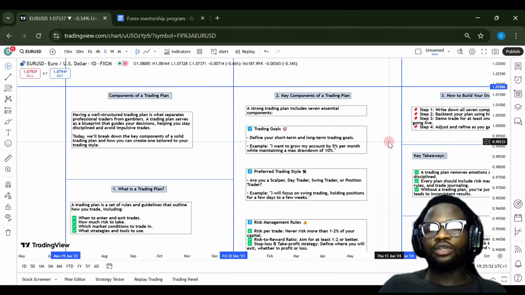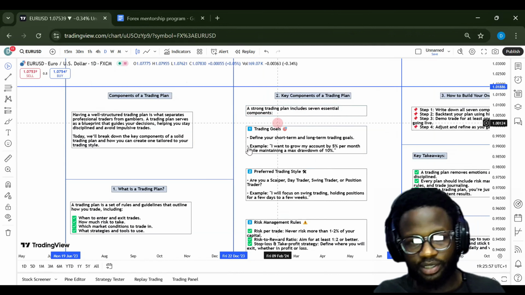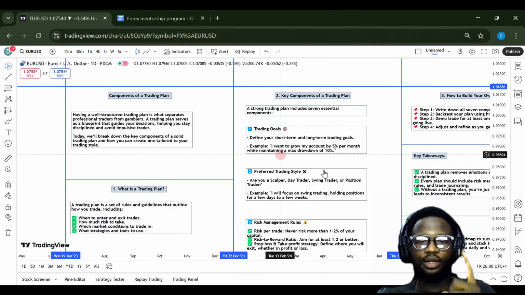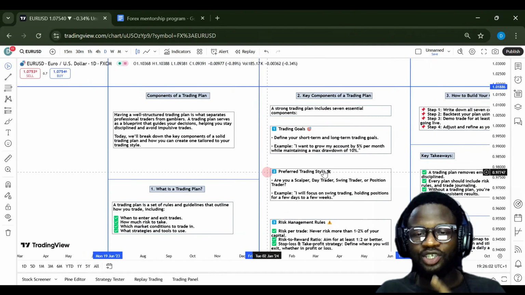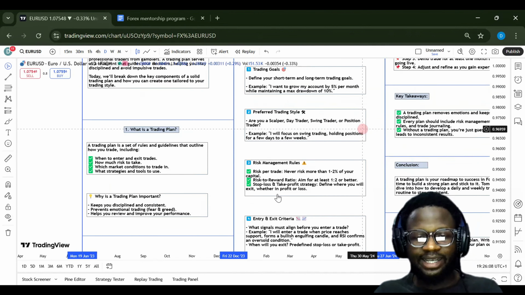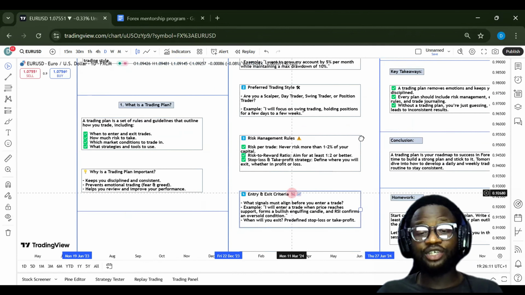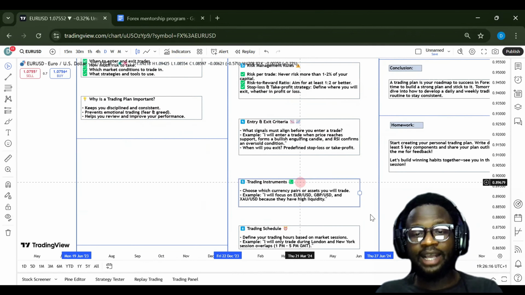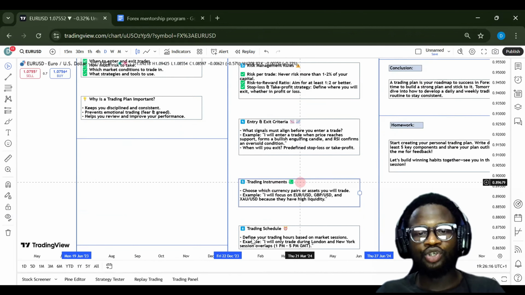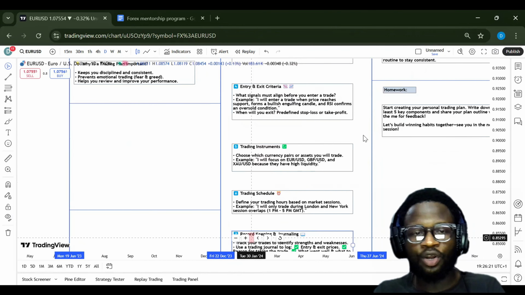The key components of a trading plan. A strong trading plan includes 7 essential components. Number 1, trading goals. Number 2, preferred trading style. Number 3, risk management rules. Number 4, entry and exit criteria. Number 5, trading instrument. Then number 6, trading schedule. And lastly, record keeping and journaling. This is to expatiate on what a trading plan is. All this will help you arrive here.